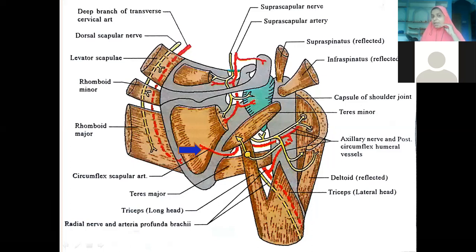Just now we have seen third part of the axillary artery has three branches, right? What are those? Subscapular, anterior circumflex humeral, posterior circumflex humeral. So this is posterior circumflex humeral artery. Along with that, we have axillary nerve. That's the reason when surgical neck of the humerus is fractured, these two structures will get damaged.